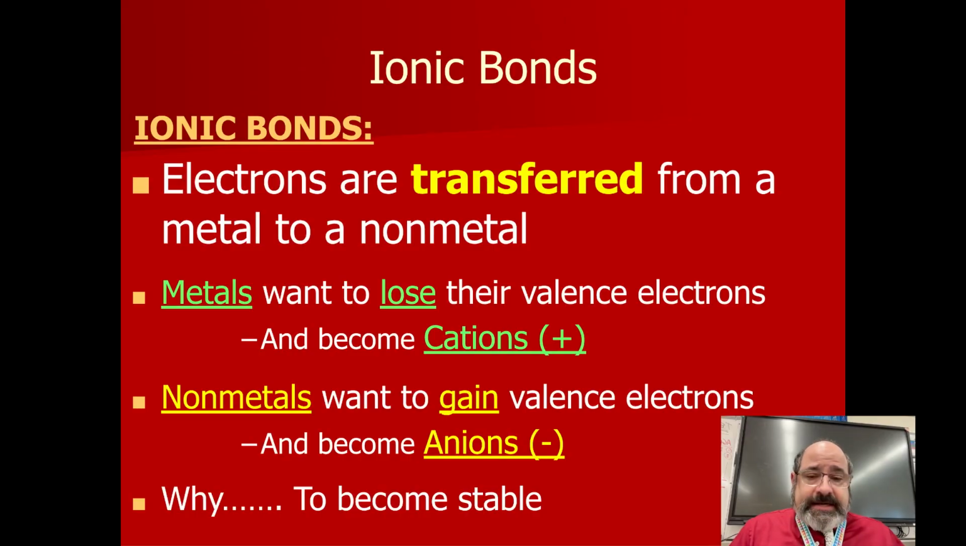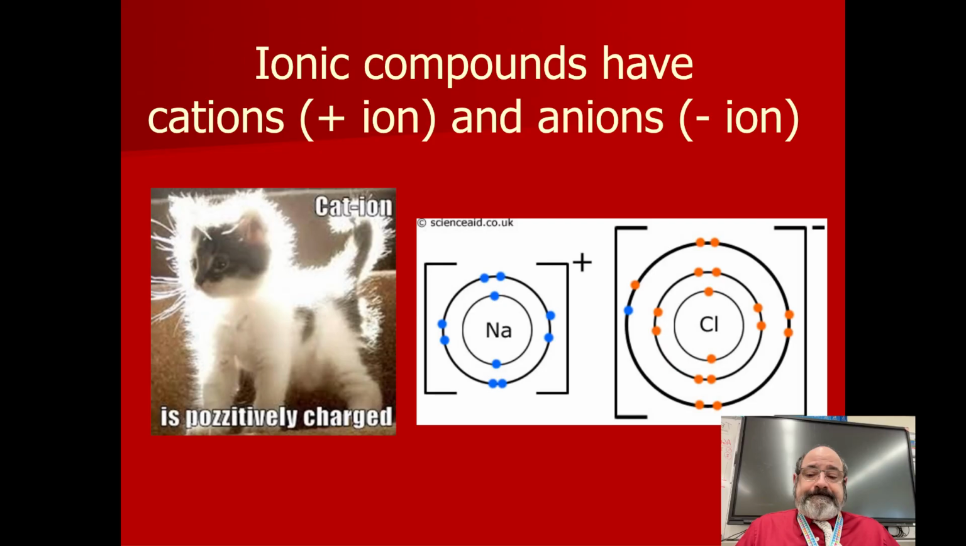Okay, so remember ionic bonds? Electrons are transferred from the metal to the nonmetal. Metals are losers. They become cations, plus ions. Metals are pluses, +1, +2, +3. Nonmetals, they want to gain. They become negative ions or anions, with the negative charge.